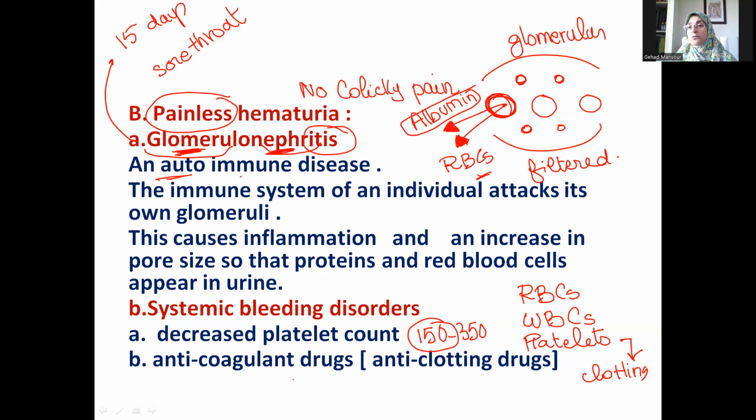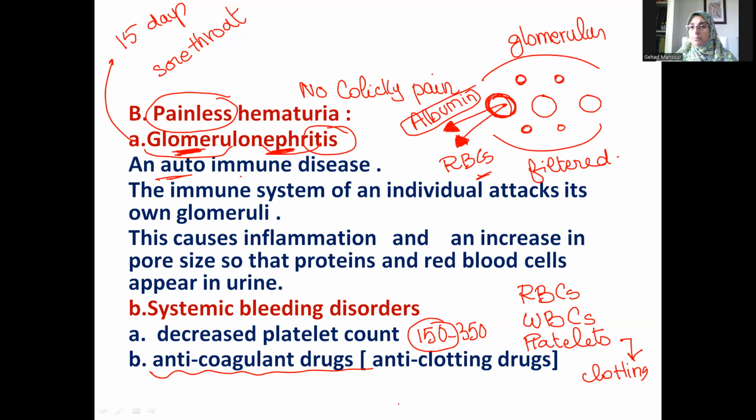But there are other reasons for a systemic bleeding or bleeding all over the body, which is the intake of anticoagulant drugs, anti-clotting drugs, or thinning drugs. Usually, we don't want our blood neither to bleed excessively nor to clot excessively. We need our blood to clot whenever clotting is needed, and to be thin and liquid whenever this is needed. But it happens that some people suffer from a clot, for example, in the brain or in the heart, leading to a heart attack or to a brain stroke.